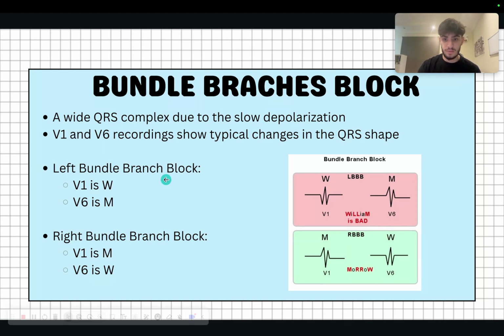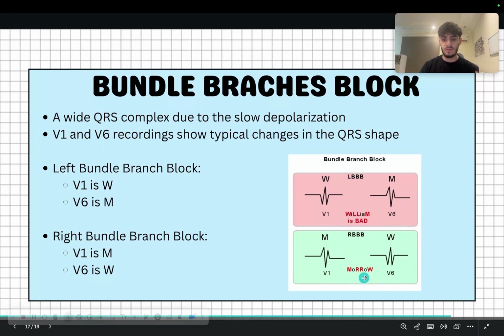So what you need to know, and the doctor even gave us this image here to memorize it, is WiLLiaM MaRRoW. In the left bundle branch, your V1 is always going to have a W shape, as you can see here. Your V6 is going to have an M shape. And the right bundle branch is going to be the total opposite. It's going to be completely opposite, where V1 is going to be the M shape and V6 is going to be the W shape. And use WiLLiaM MaRRoW to make it easier for you to understand.